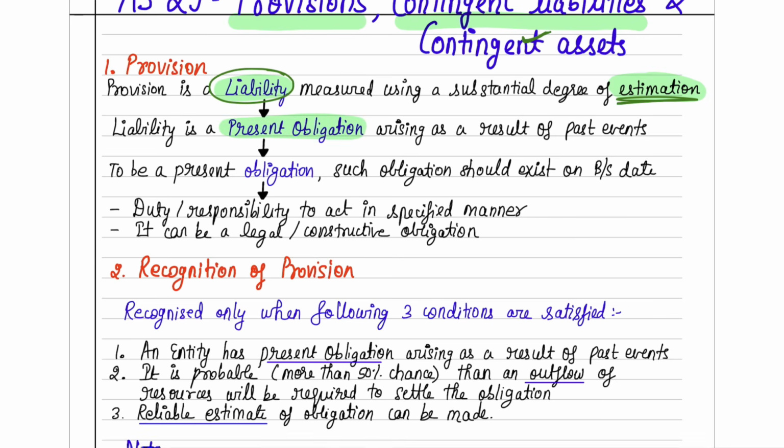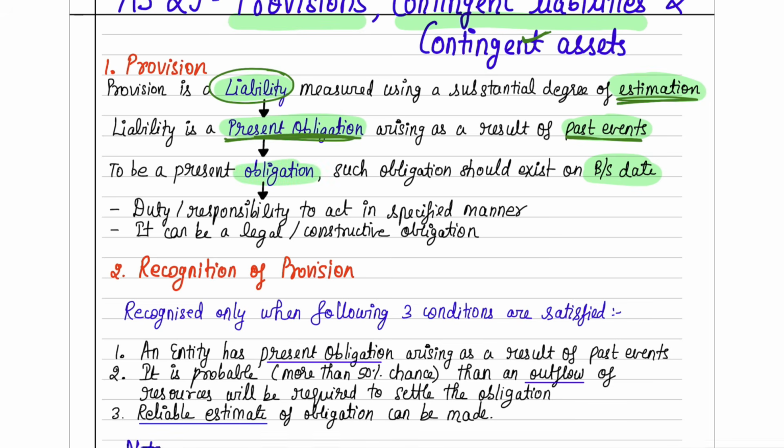Liability is a present obligation arising out of a past event. That means in the past you had done some mistake. Okay. So because of that, what happens is today you will have to pay out something. Okay, you have an obligation, present obligation. That means as on the balance sheet date, you have an obligation.